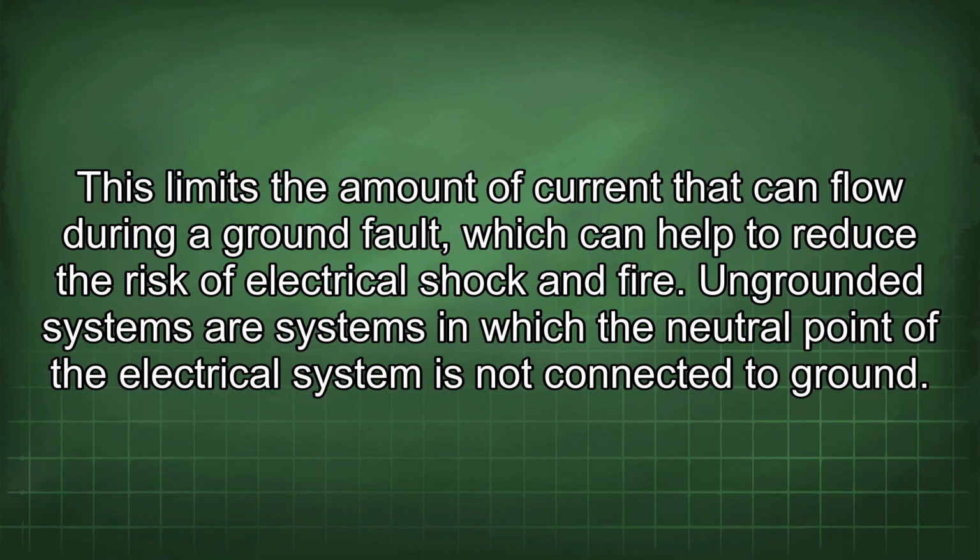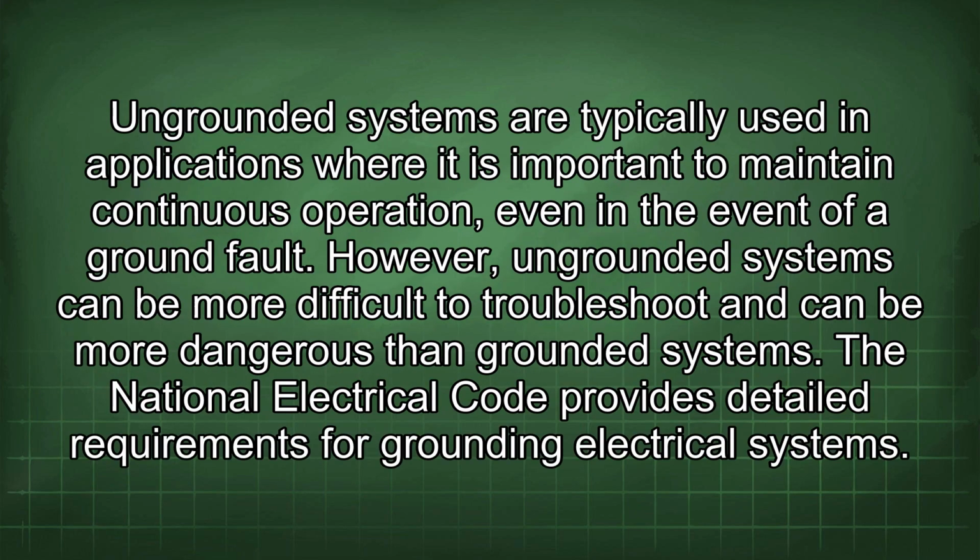Ungrounded systems are systems in which the neutral point of the electrical system is not connected to ground. Ungrounded systems are typically used in applications where it is important to maintain continuous operation, even in the event of a ground fault. However, ungrounded systems can be more difficult to troubleshoot and can be more dangerous than grounded systems.